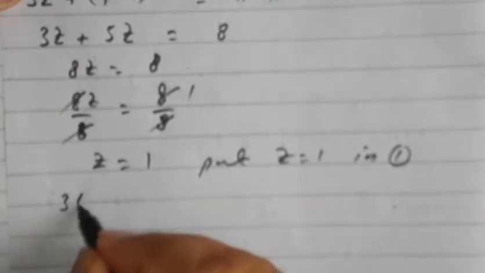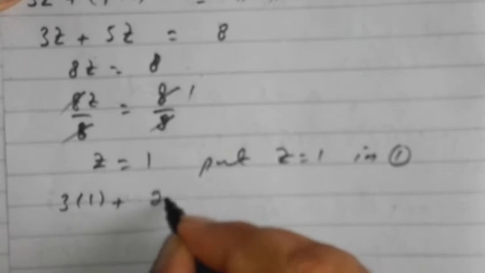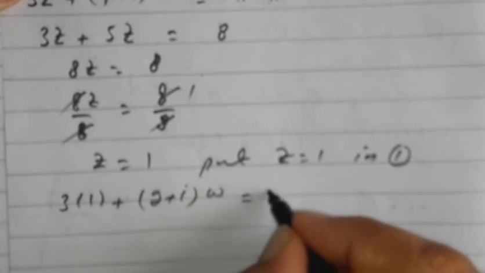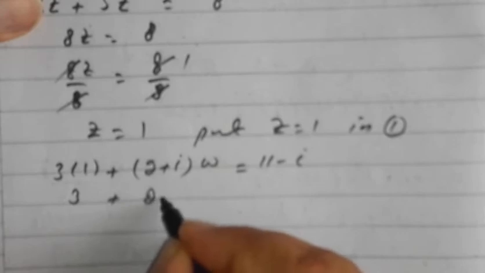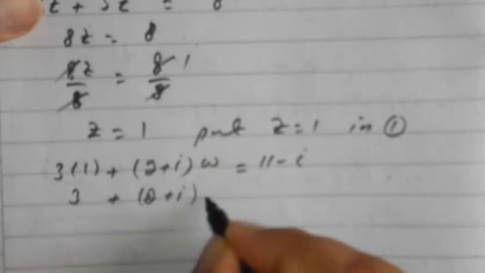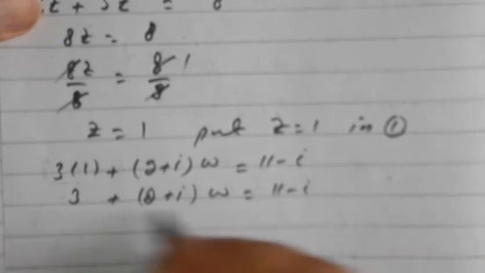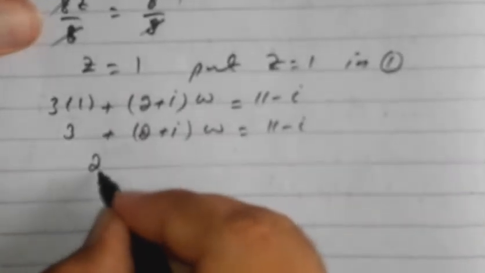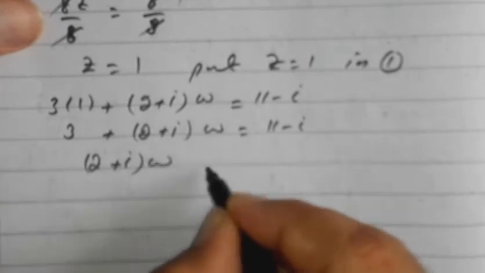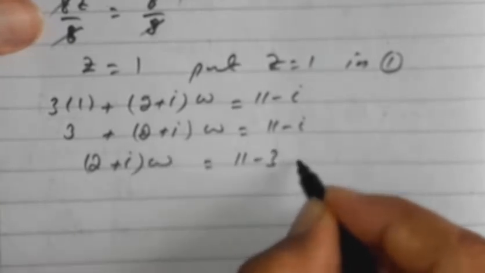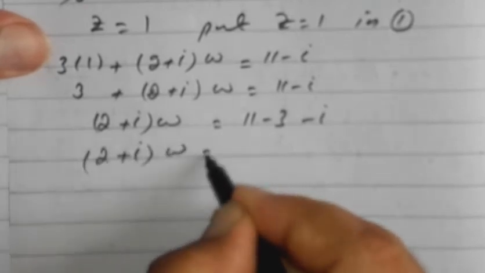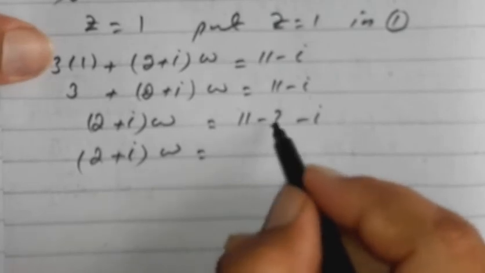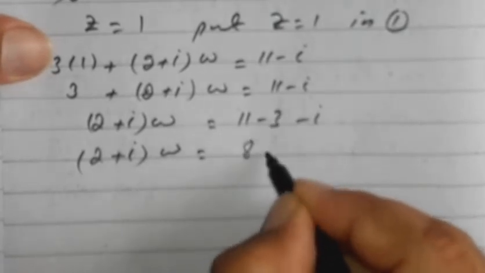So 3 z value is 1, plus 2 plus iota w equals to 11 minus iota. Here we get 3 plus 2 plus iota w equals to 11 minus iota. Shift 3 to the right side, here remains 2 plus iota times w equals to 11 minus 3 minus iota. So here 2 plus iota times w equals to 11 minus 3 we get 8 minus iota.